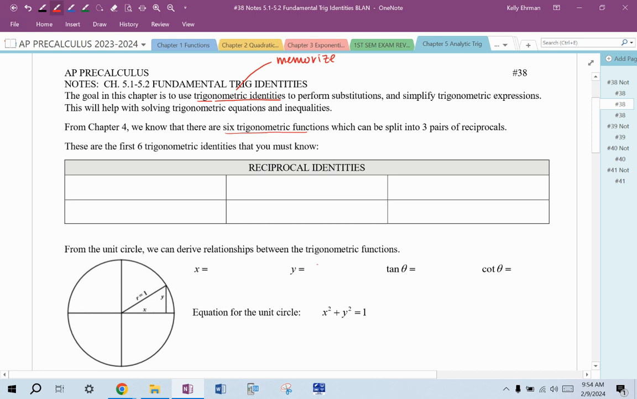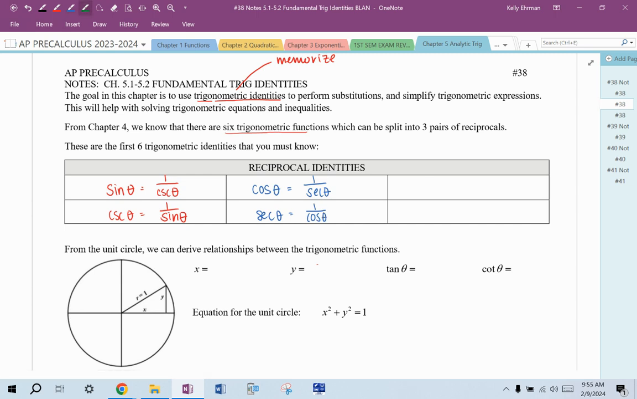So we know that sine and cosecant go together. So one identity is that the sine of theta is equal to 1 over the cosecant of theta. And then the reverse of that is true as well. The cosecant of theta is equal to 1 over the sine of theta. And we know that cosine and secant go together. So the second pair of reciprocal identities is that the cosine of theta is equal to 1 over the secant of theta. And the secant of theta is equal to 1 over the cosine of theta.